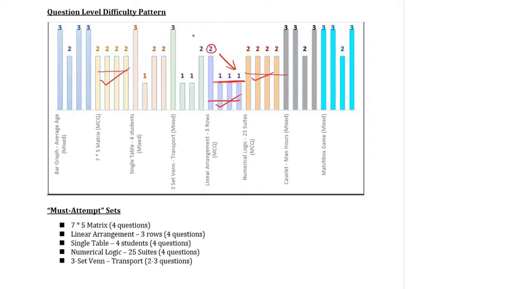Consider these two. Observe that the 3 set Venn actually has easier questions compared to the single table one on students. But as I said, a lot of students find maxima minima to be slightly on the tougher side. That is precisely why we do not recommend that you do it as one of the earlier options. You could have solved 4 other sets first and then gone to this.